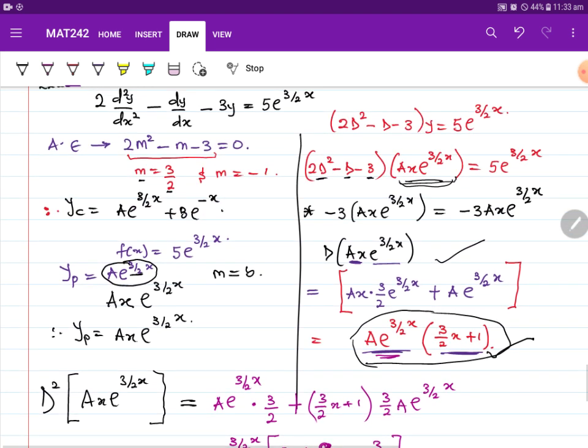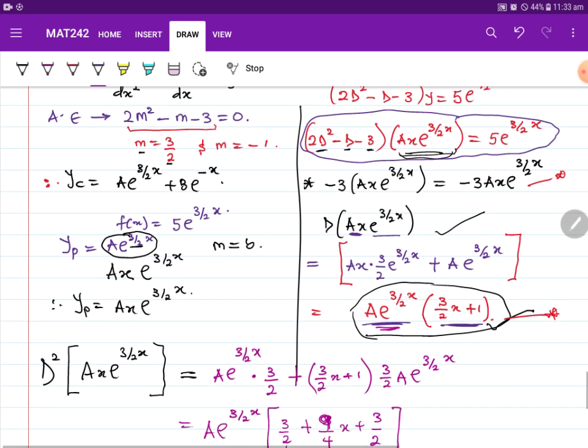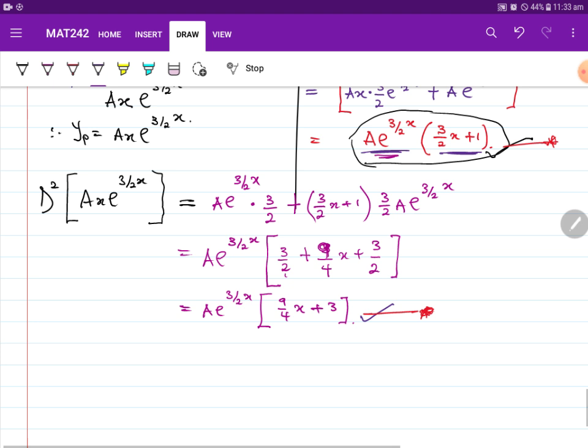Okay, this is our first derivative, and this is the constant part. And then this is what we are looking at. This is what leads to those parts. So let's write this out. So writing that out, I have it to be that 2d squared minus d minus 3 into bracket A x e^(3/2 x), which is equal to 5 e^(3/2 x).